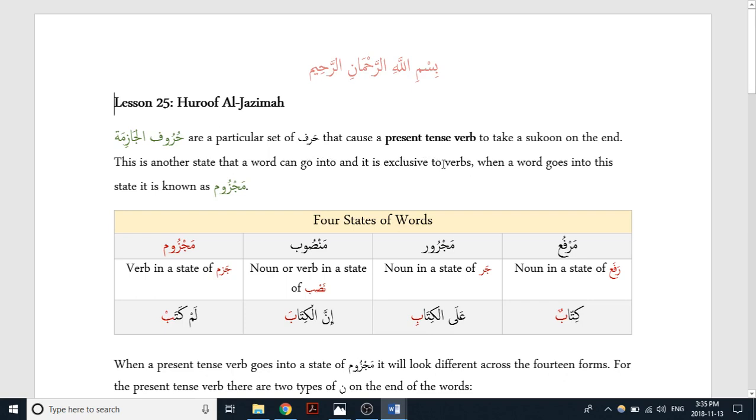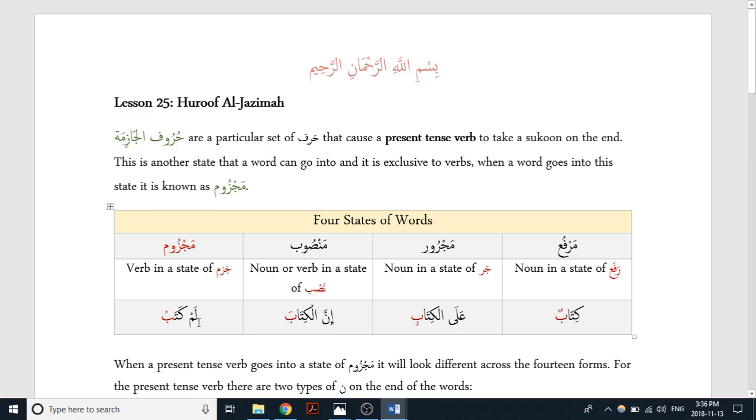So remember before we covered the three states of words. We had marfu', which is when a noun goes into a state of rafa'. We had majroor, which is when a noun goes into a state of jar. Then we had mansoob, when a noun or verb, verbs can also go into mansoob, and we'll see that in the next lesson with Sheikh, can go into a state of nasb. And then there's a fourth one, which is known as majzoom, where the verb goes into a state of jazm, where it takes that sukoon on the end.